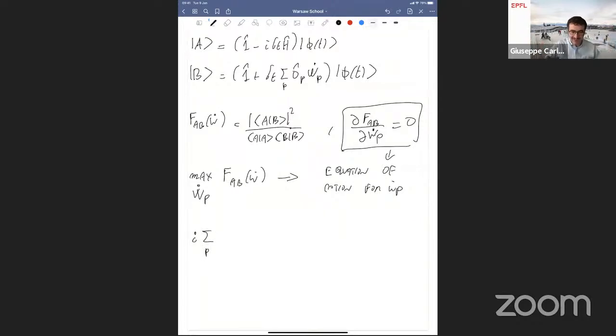So when you take the gradient, it becomes a linear system, if you want, that has to be satisfied by your time derivatives. And the equation takes this form. It's a matrix that I will define in a second, S_PP', times my parameters, called P, times my W's. So again, these are the unknowns that I have to solve this equation for.